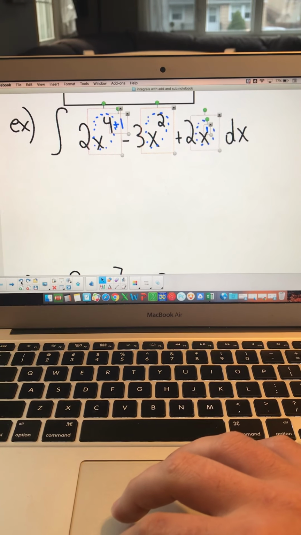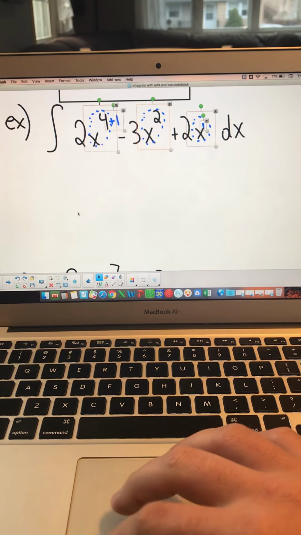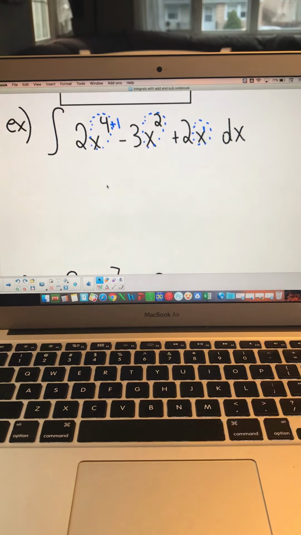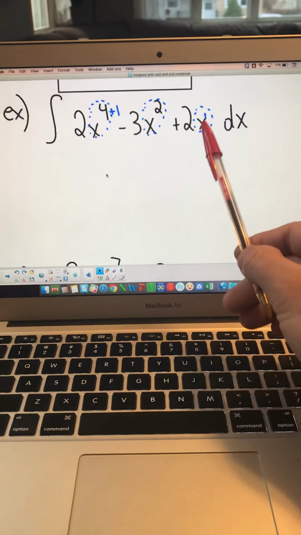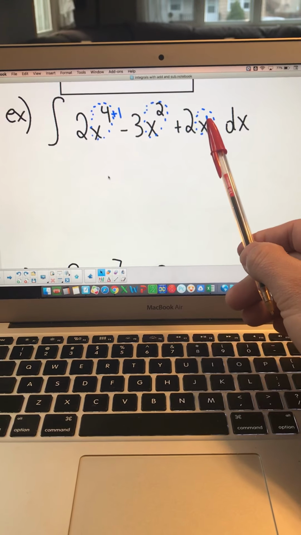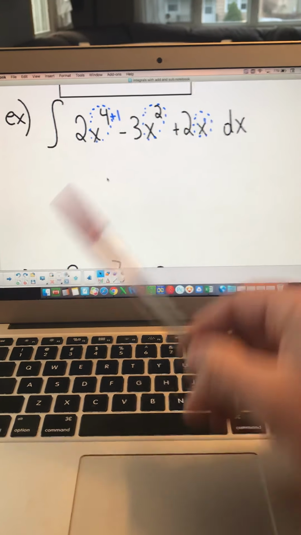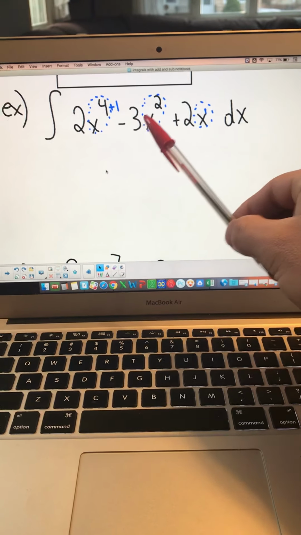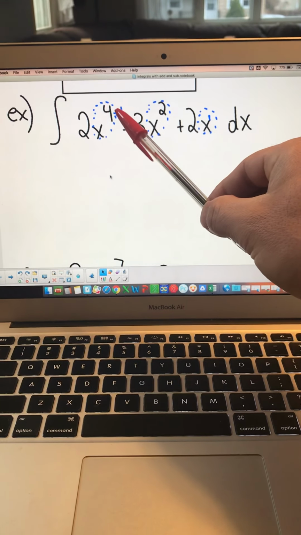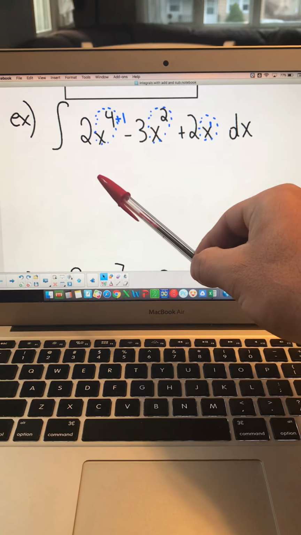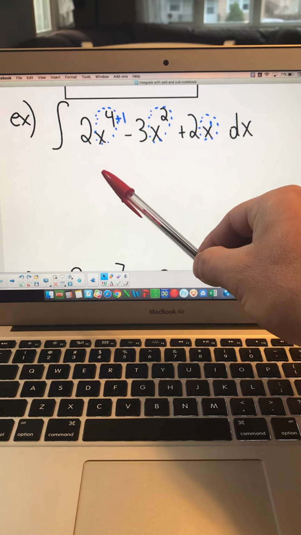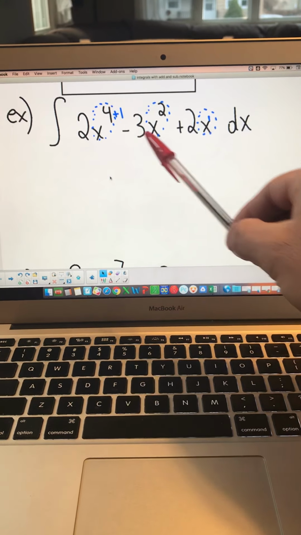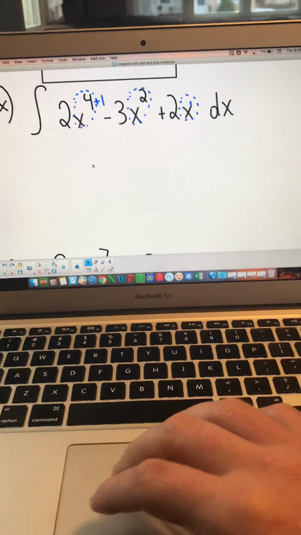Each of those x's are what we're focused on. Now keep in mind, there's no exponent here. It's like there's an imaginary 1. All right? For each part, we're adding 1, putting it over the new exponent. These constants are staying. All right?